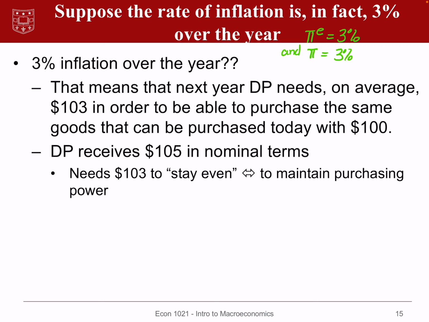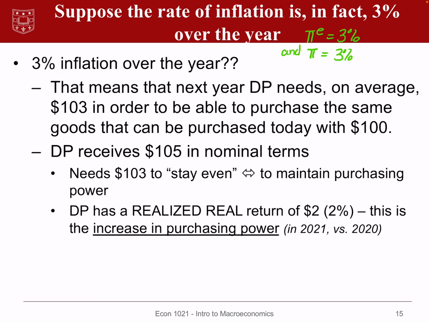Now I receive $105 in nominal terms. I needed 103 to stay even, or to maintain my purchasing power. Again, remember we saw that phrase earlier in these notes. So maintaining my purchasing power required $103. I get $105. So I have a realized real return of $2, or 2%. So $2 of 100 gives me this 2%. And so this is the increase in my purchasing power, or my real reward.